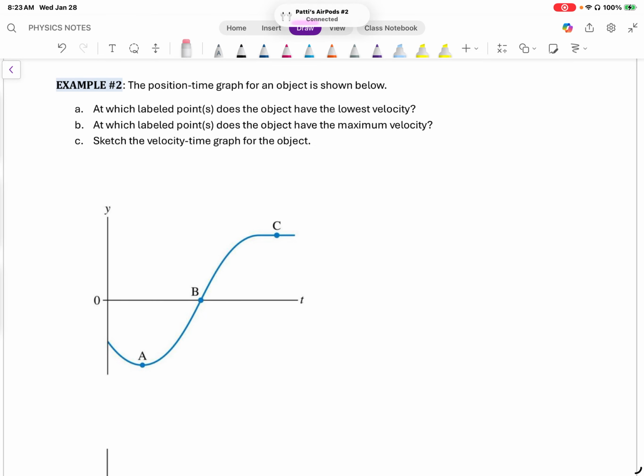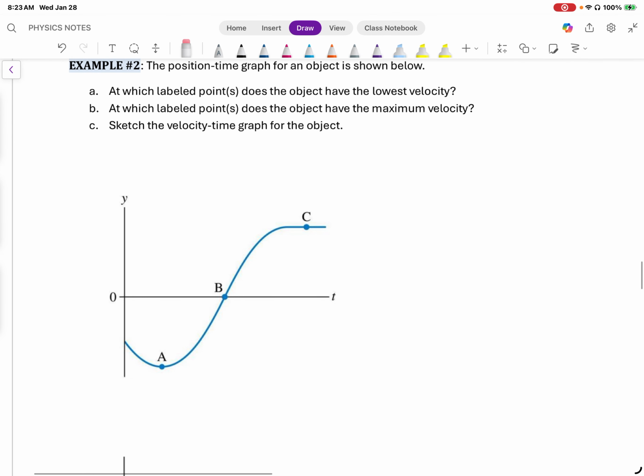This example is going to have us working with interpreting a position time graph and then translating that into a velocity time graph. So we have a position time graph shown below, and then A and B are asking us to find which points on there are going to correspond to lowest velocity and maximum velocity.